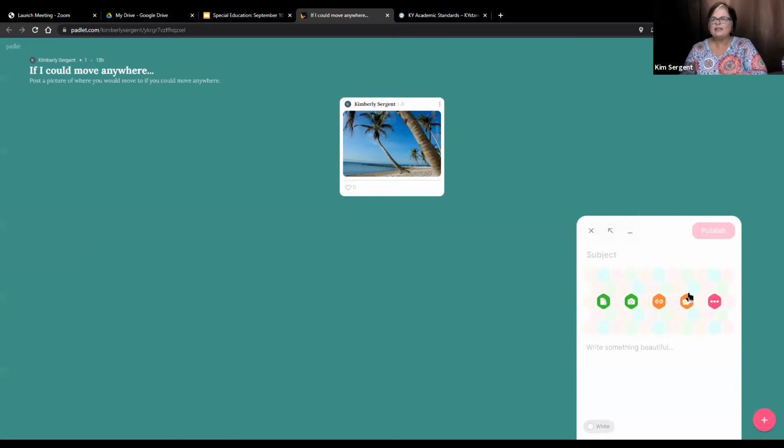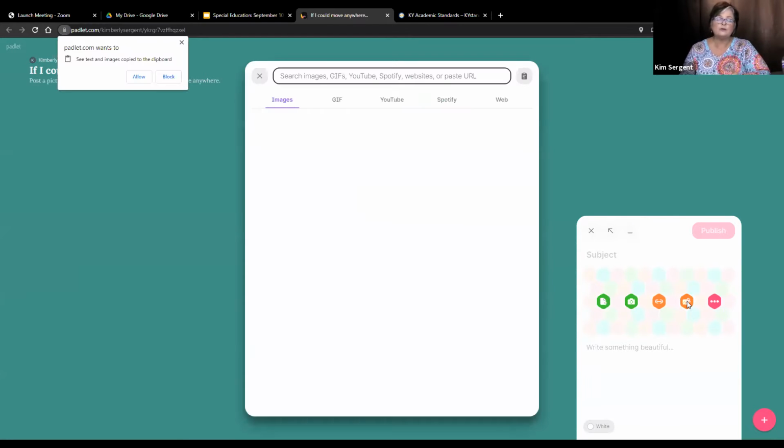Yeah, I'll show you guys what I did. You could go here where it says image search, and this is why Padlet can be a really good tool. I'm going to block this. Padlet wants you to copy to the clipboard. We won't do that right now.